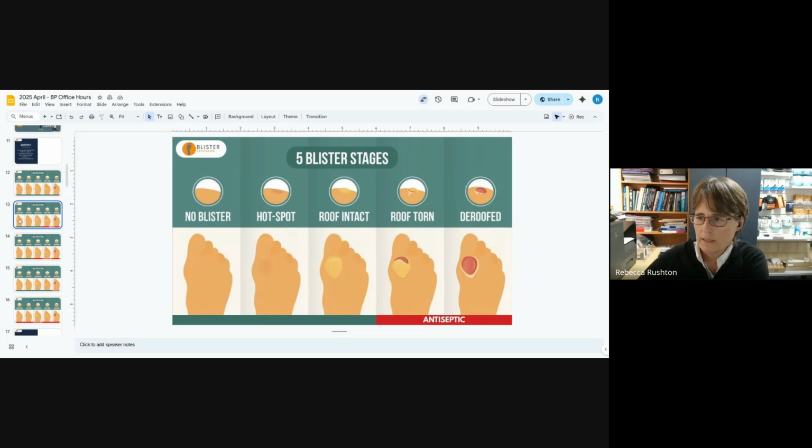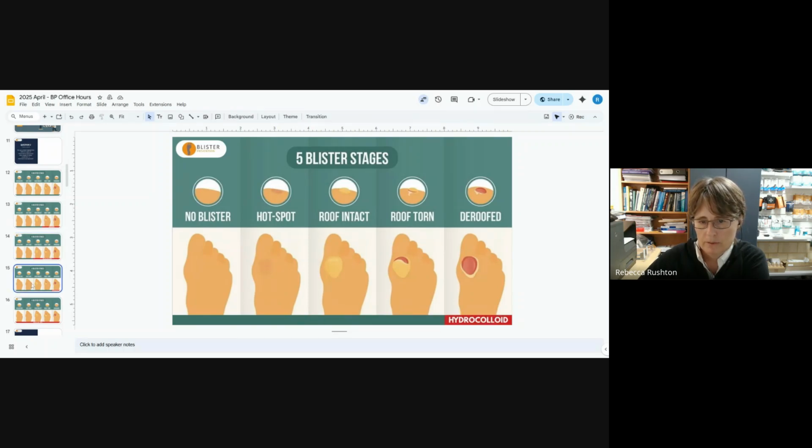Okay, so when do we need an antiseptic? When the skin is breached. So it's torn blisters and de-roofed blisters. When do we need a dressing? Let's just talk island dressings. Island dressings are appropriate for all of the 3 blisters. So when the roof is intact, torn, or de-roofed.